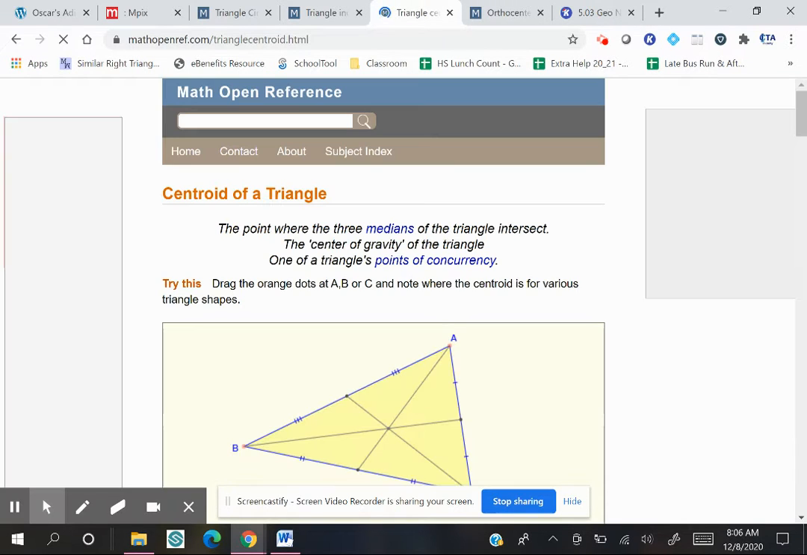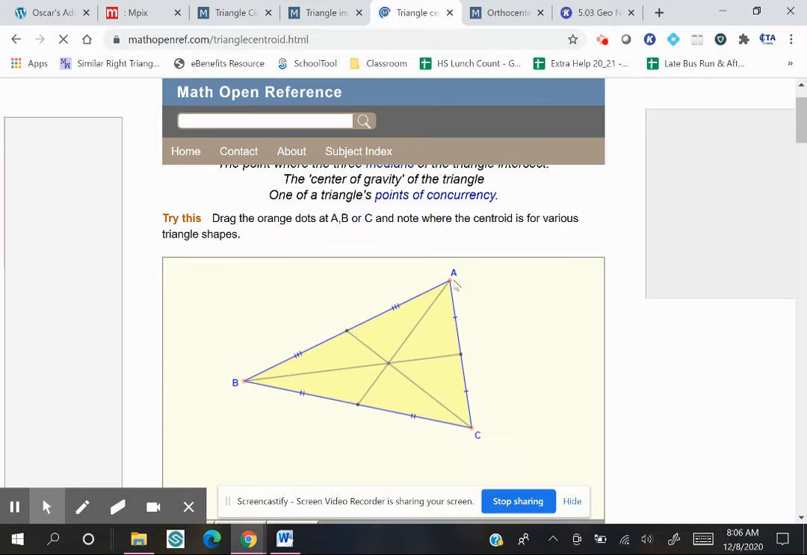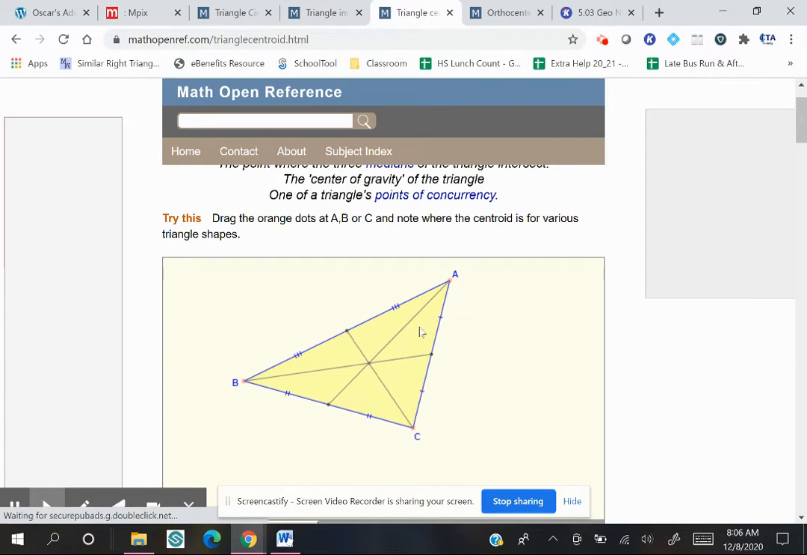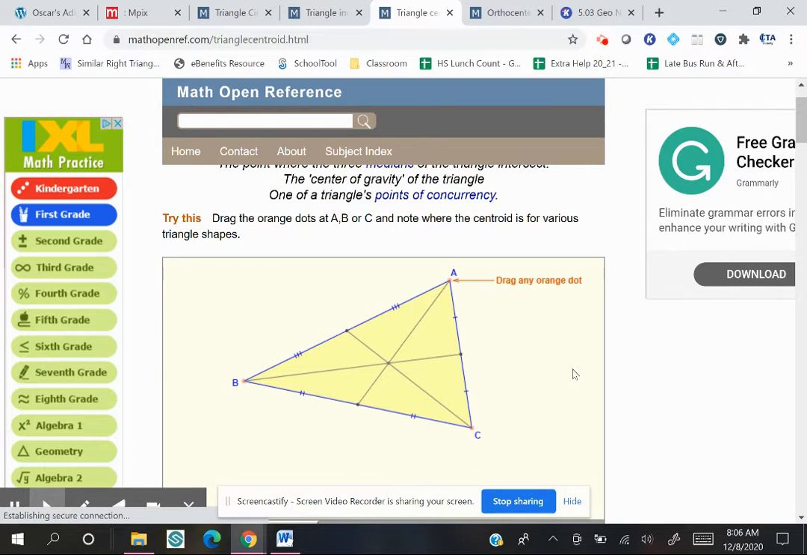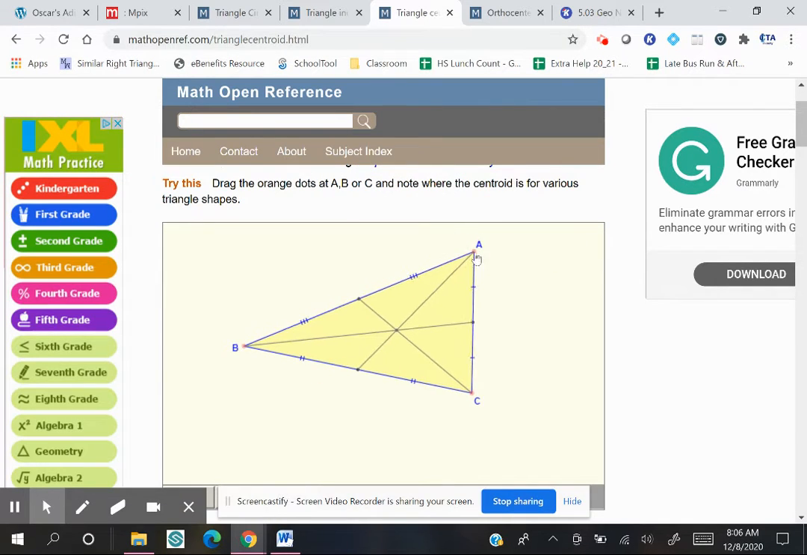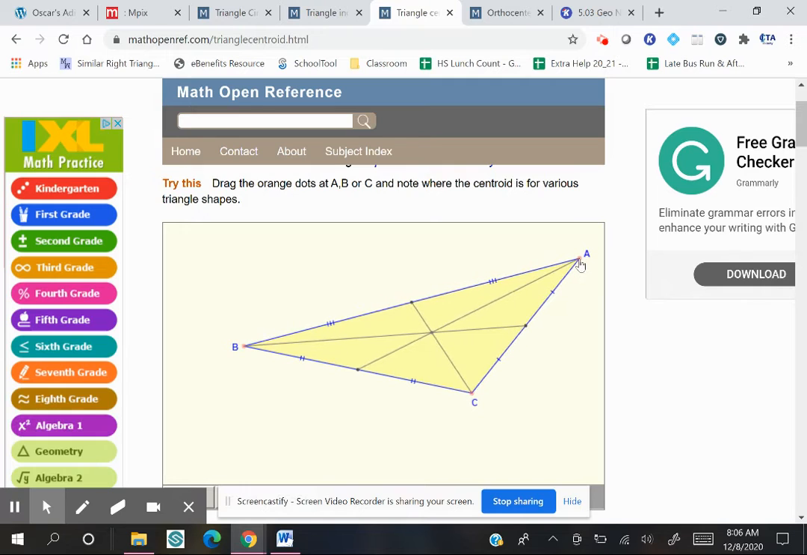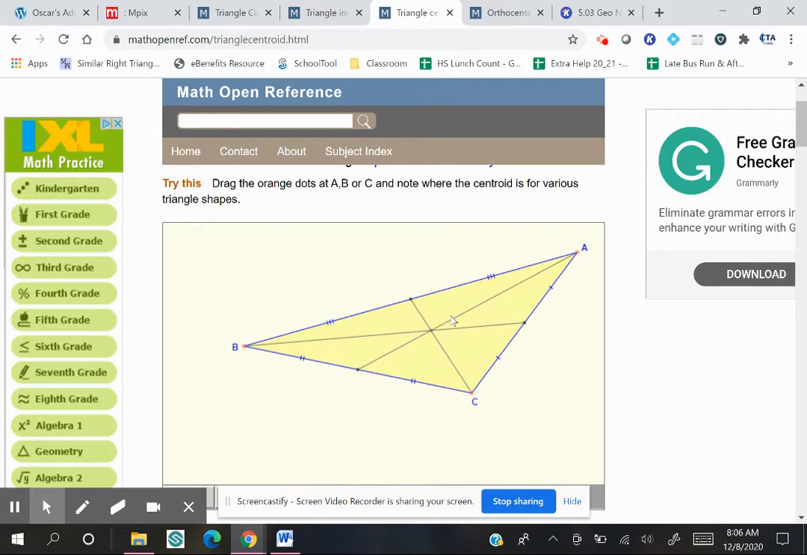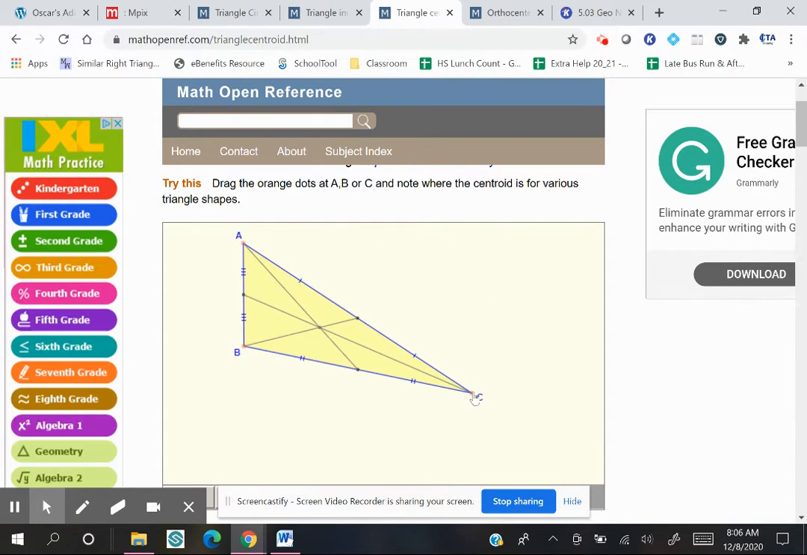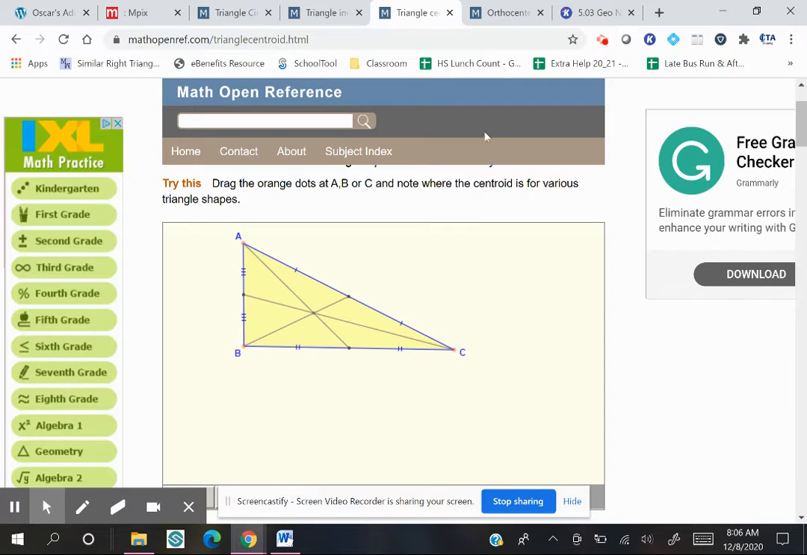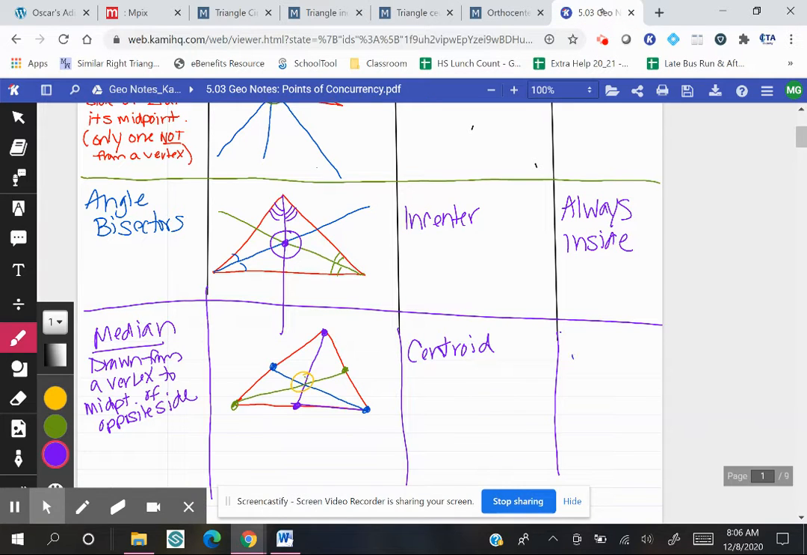So for your centroid, if we have an acute triangle, you can see here all three lines have been drawn. This is what it was doing before, so it moved for me. And if I make it into an obtuse triangle, those lines are all still going to stay and be concurrent right inside of the triangle. And then if I make a right triangle, it's still going to be inside. So again, this one is always inside the triangle.